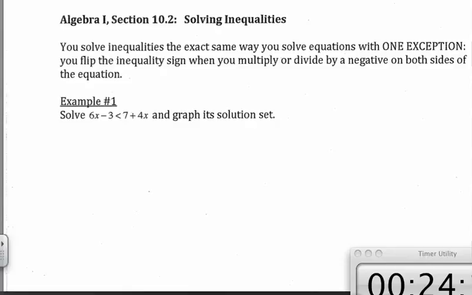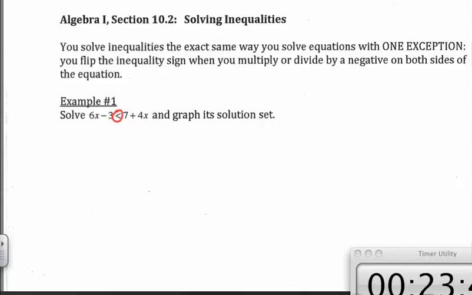Okay, guys, section 10.2, it says solving inequalities, and we talked about some of this yesterday. I just wanted to give you a brief intro or remind you again of what we did last year with solving inequalities. An inequality is an equation, but instead of having an equal sign, it has this inequality sign. Okay? Less than, or greater than, or less than or equal to, okay?